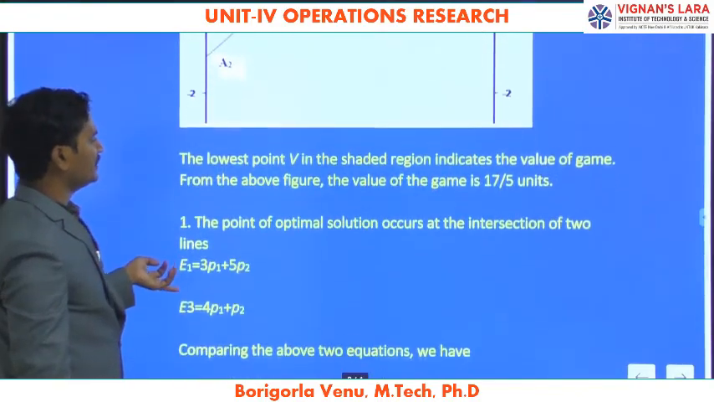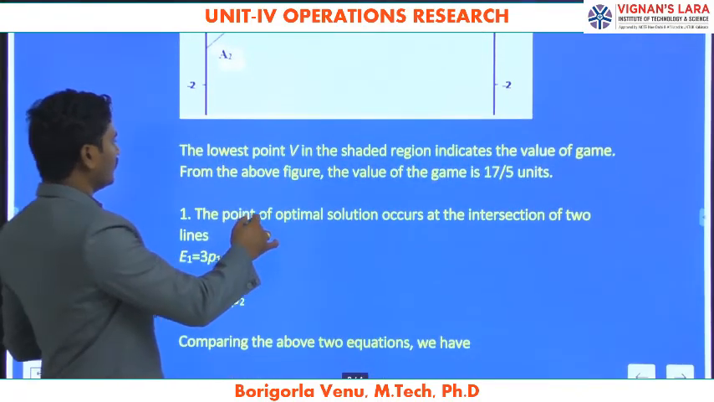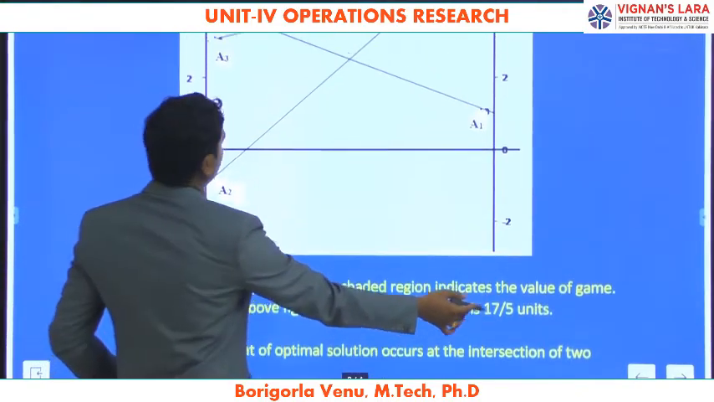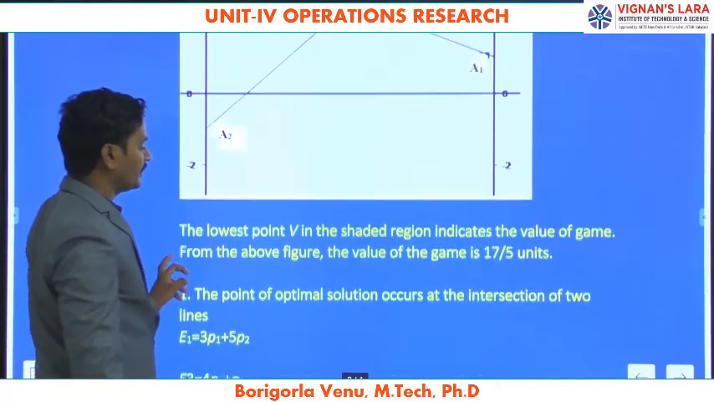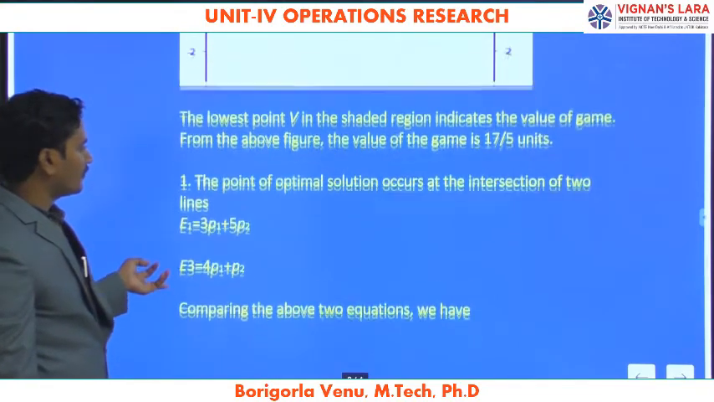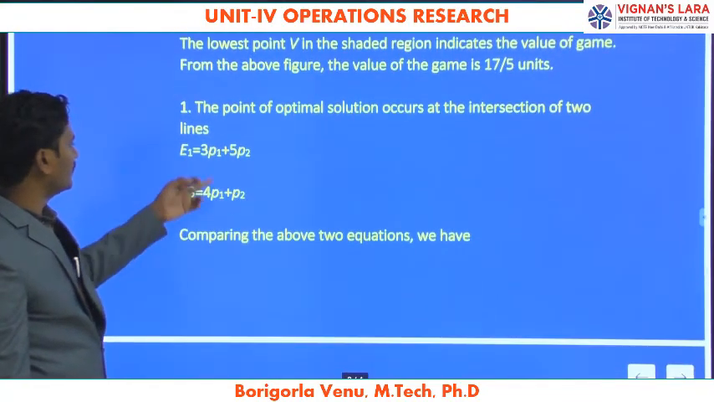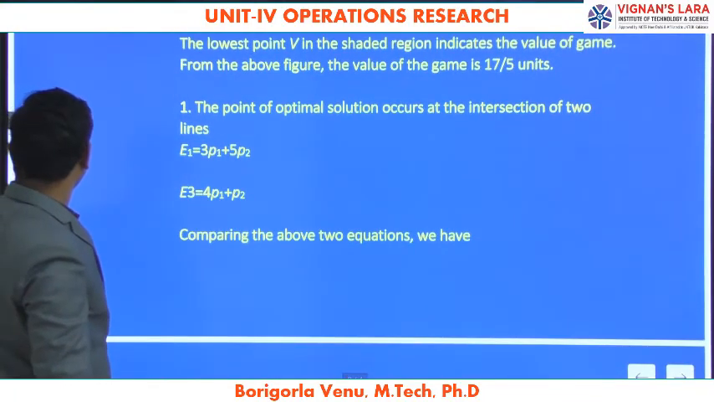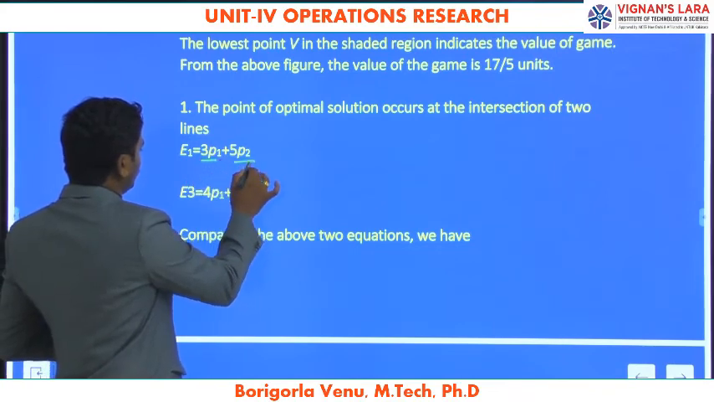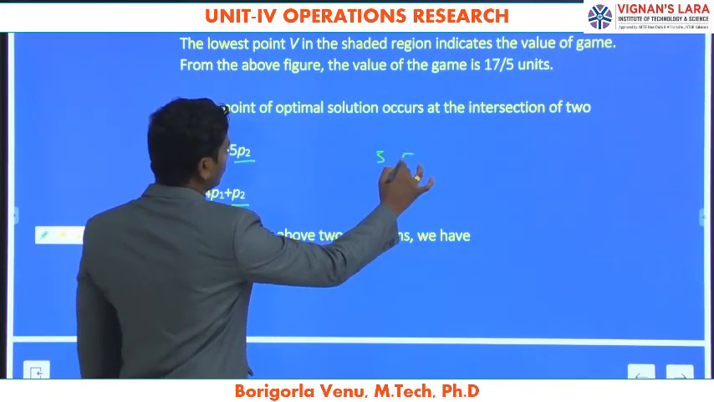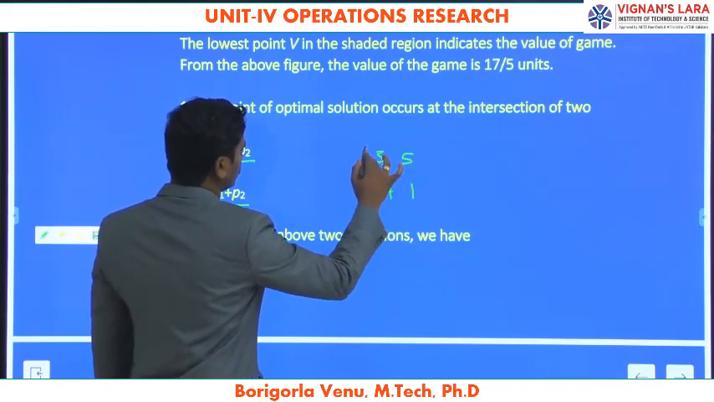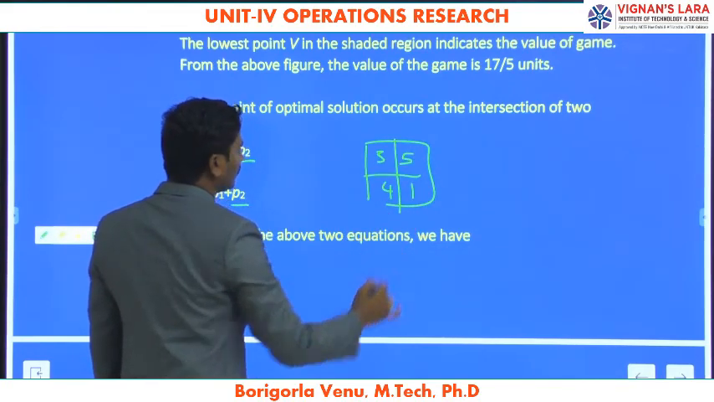Okay, here V in the shaded region. From this graph we get V is 17 by 5. Here the point is 17 by 5 we obtained. The point of optimal solution occurs at the intersection of two lines. That is, from the matrix, 3p1 + 5p2 and 4p1 + p2. These are the meeting line points, 4, 1 in our graph.